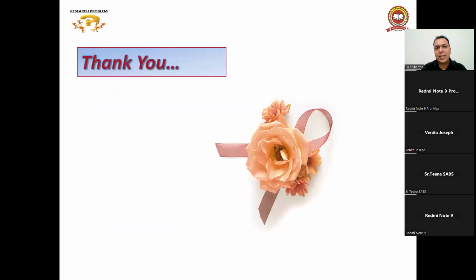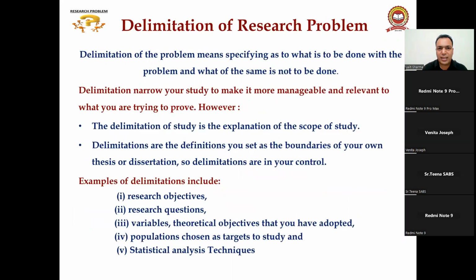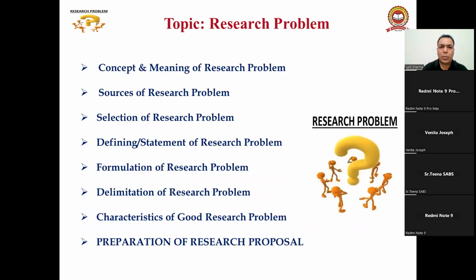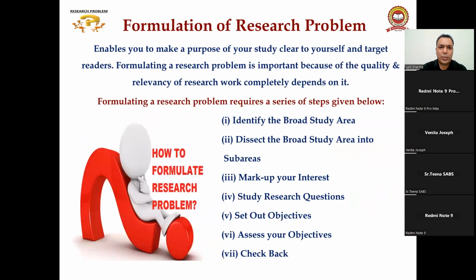Thank you so much, guys. So today we are done with everything related to research problems: meaning of research problems, sources of research problem, selection of research problem, how to define the research problem, how to formulate the research problem, how to delimit the research problem, and last, characteristics of a good research problem, right? Preparation of research proposals we will do in the next lectures.